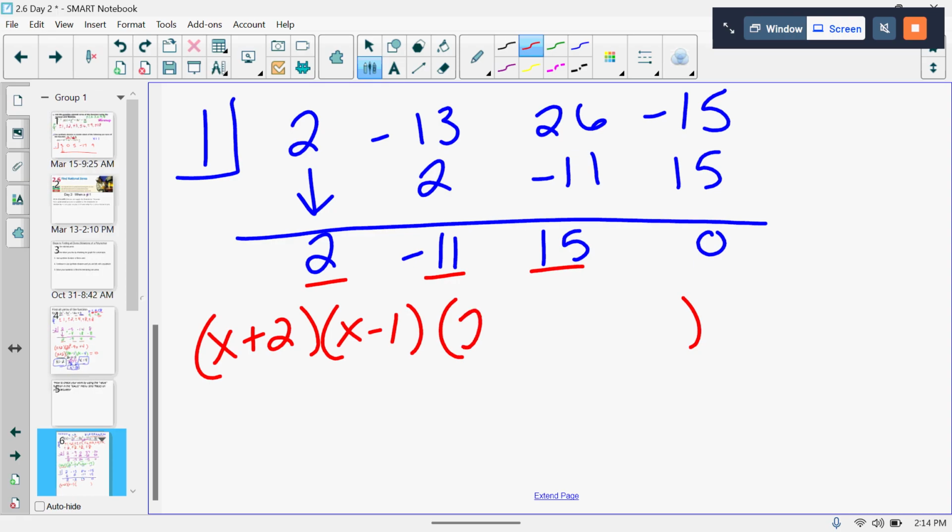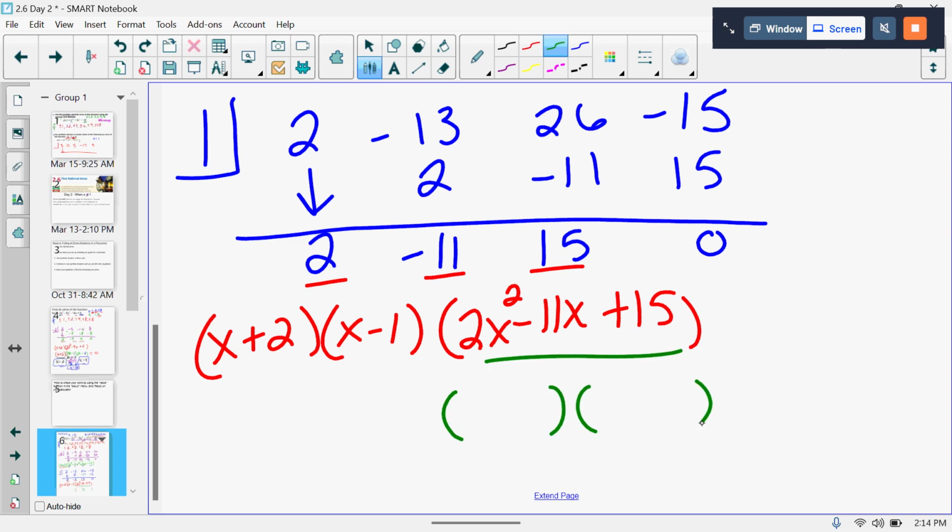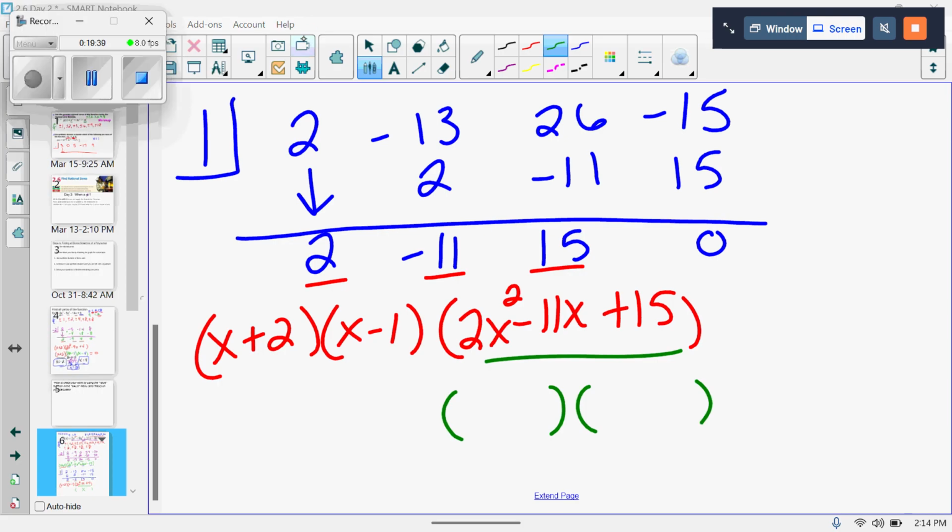Remember, these are the coefficients, so 2x squared minus 11x plus 15. So if it's degree 2, we can try to factor it by thinking, what can I FOIL out that will give me that? Okay, so I'm going to let you have a minute to think about that.